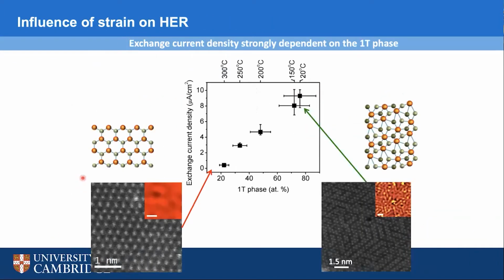Okay, and so one can then plot the catalytic activity in terms of the exchange current density as a function of the 1T phase concentration, and one can see that there's a direct correlation between the activity of the catalyst and the concentration of the 1T phase. So one can increase the catalytic activity from the purely 2H phase to the 1T phase by almost an order of magnitude. That is, the current density increases by a factor of 10 when we go from the semiconducting phase to the metallic phase.